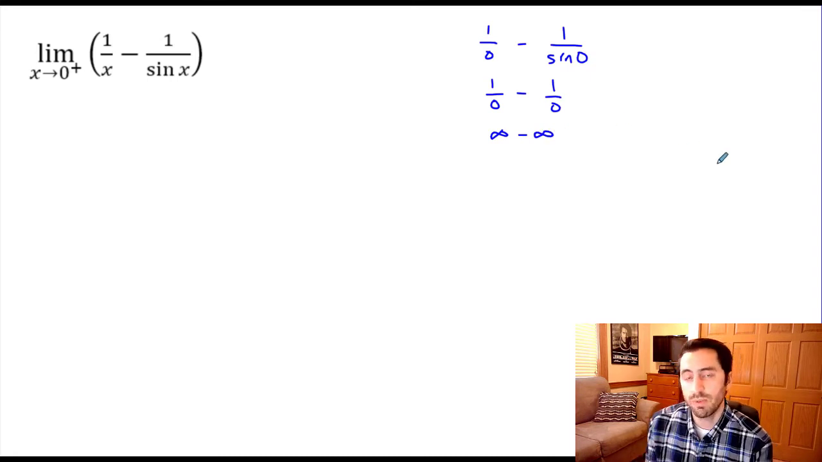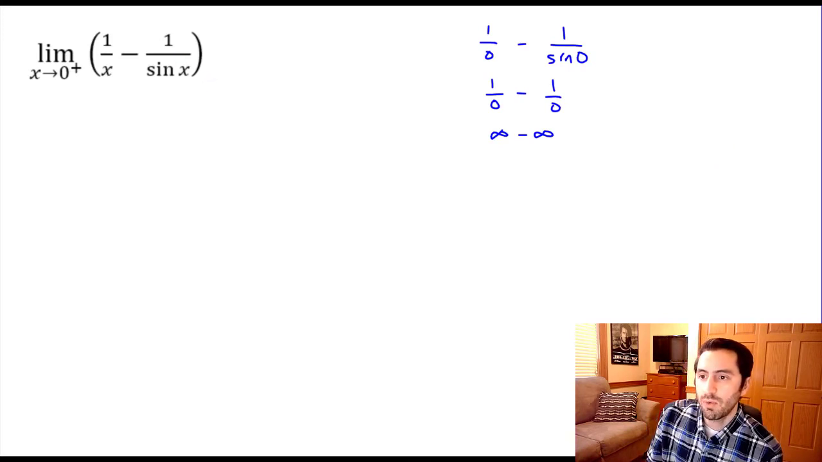So again, just like we did on the last one, we have to do a little bit of rewriting. And we want to turn this into either 0 over 0 or infinity over infinity.